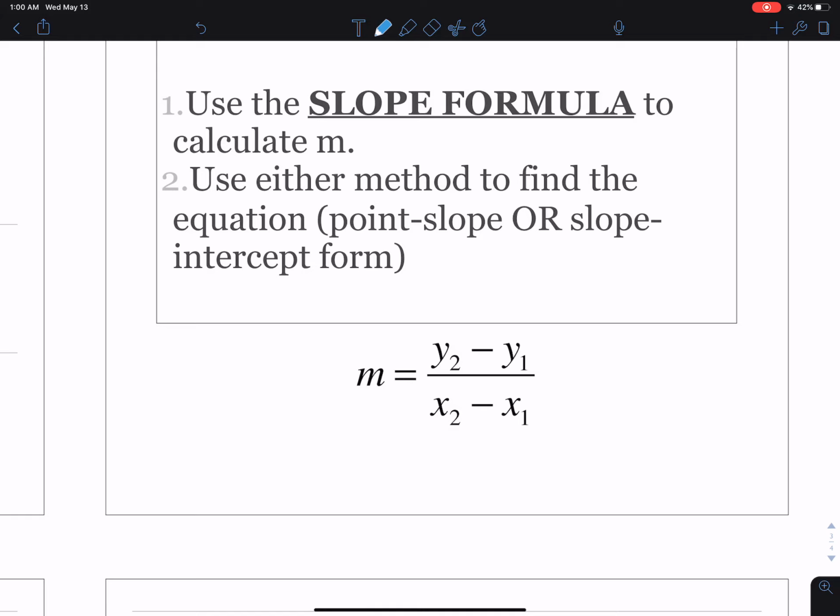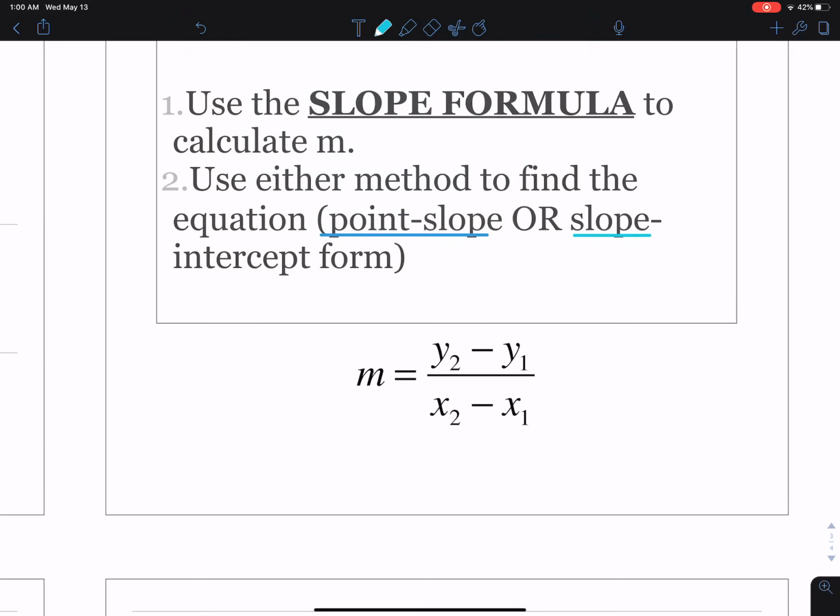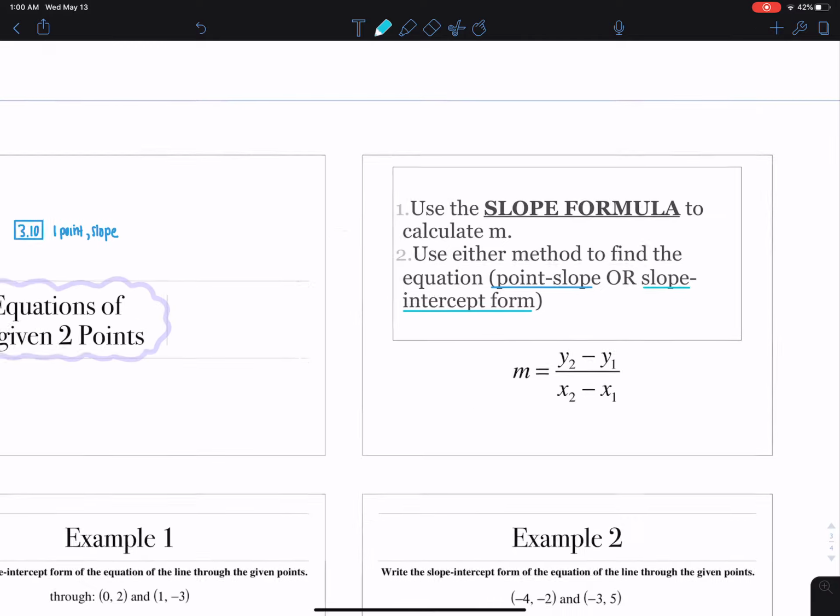So there's another step to this. You need to use the slope formula to calculate the slope. You can use either method to find the equation, which is, again, point slope form or slope intercept form. So I'm going to write both down when I go through 2 examples. Pick one that you need or that you like or that you can get correct most of the time, and stick with it and practice it over and over and over.